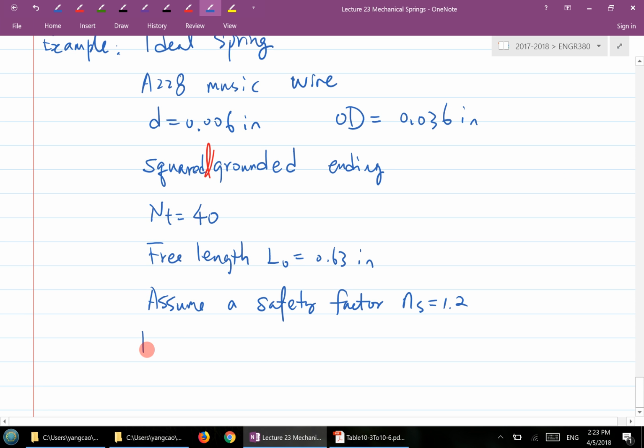So the question here is: is it solid safe? Is it solid safe? Solid safe means when you completely close it, press and close it, will the safety factor be greater than 1.2? That's what solid safe means. So essentially what we're trying to calculate now is the stress, the safety factor, when you completely close the spring for this spring. So let's take a look at this kind of question here. Very typical question.